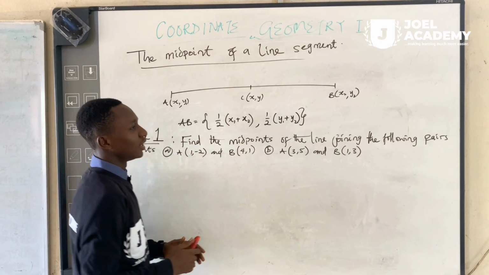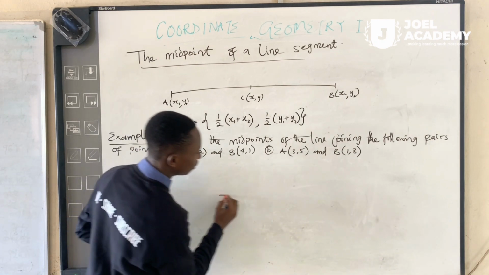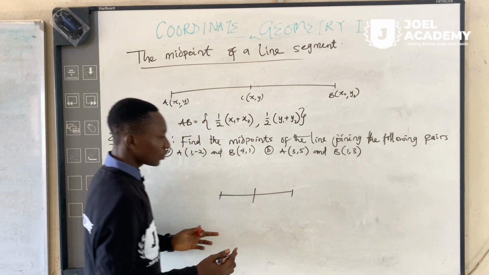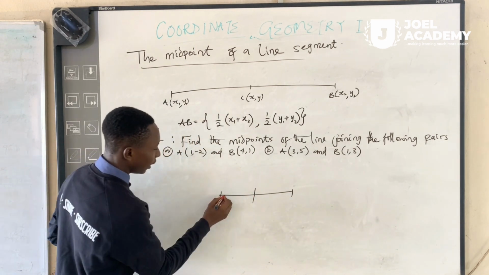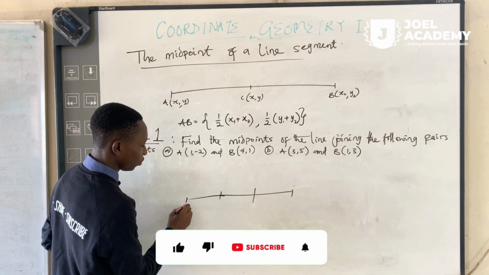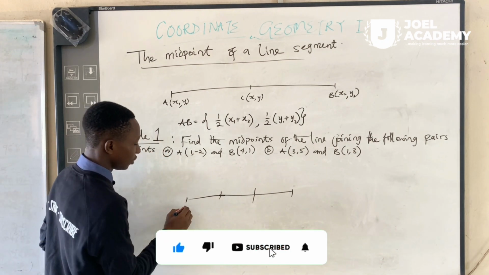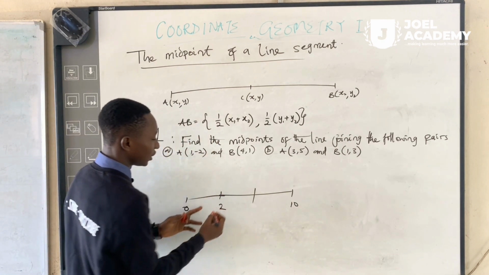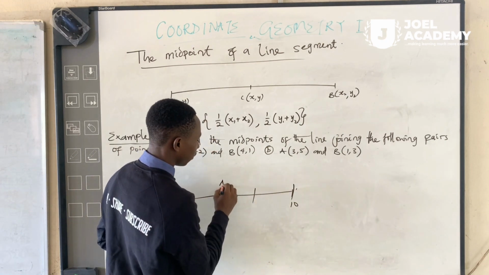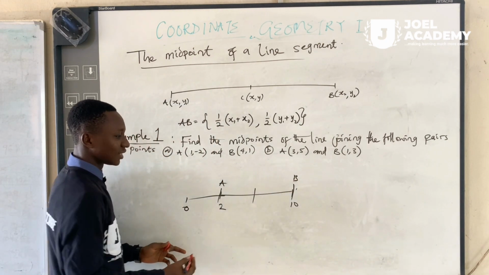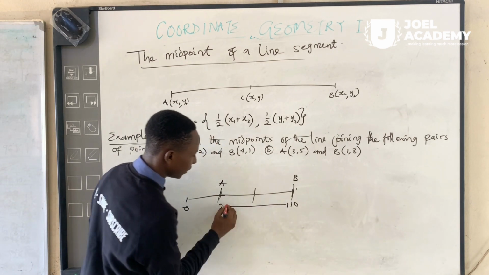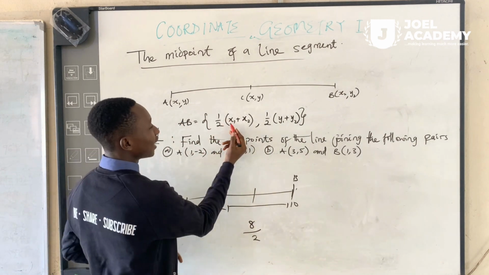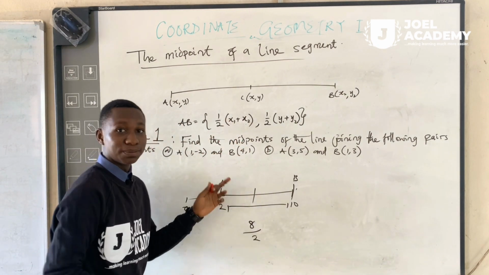And why this formula? Let's take, for example, we have a line from here to here, and they're asking us to find the middle of this line. Let's take, for example, here is 2, here is 0, here is 2, here is 10, and now they're asking us to find the midpoint from point A to point B. So what we're going to be doing is finding the distance between them, then we divide it by 2, which is 8 divided by 2. That is why we are saying x1 plus x2 divided by 2.